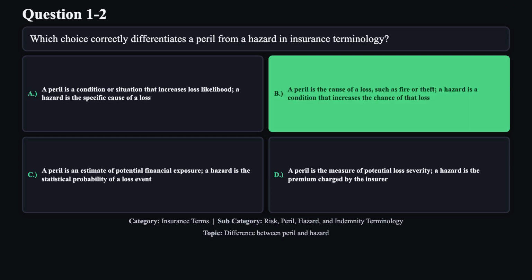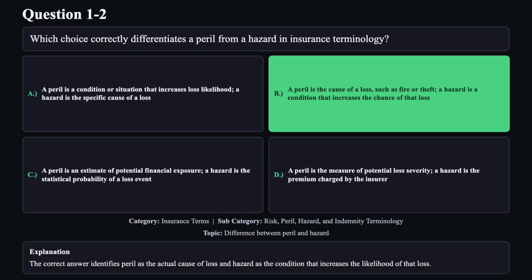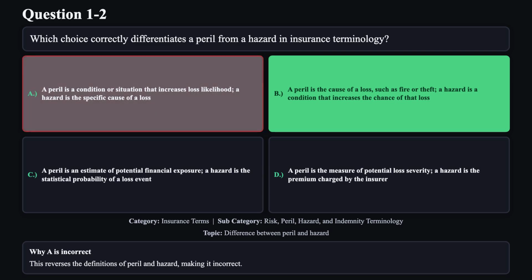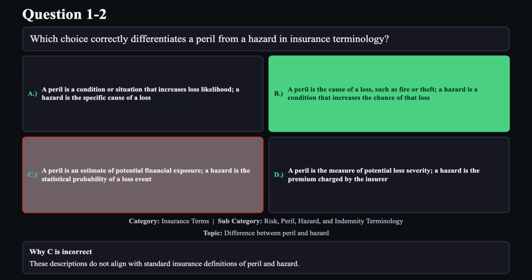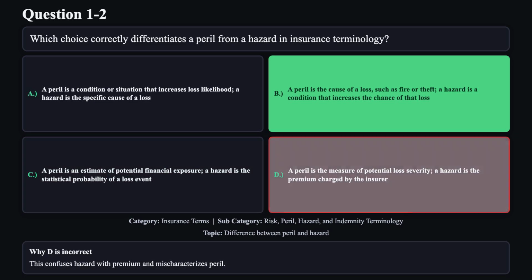The correct answer is B. The correct answer identifies peril as the actual cause of loss and hazard as the condition that increases the likelihood of that loss. Reason A is not correct. This reverses the definitions of peril and hazard, making it incorrect. Reason C is not correct. These descriptions do not align with standard insurance definitions of peril and hazard. Reason D is not correct. This confuses hazard with premium and mischaracterizes peril.